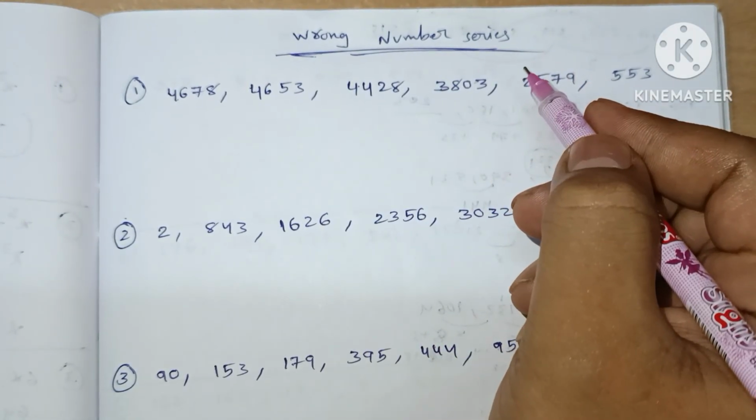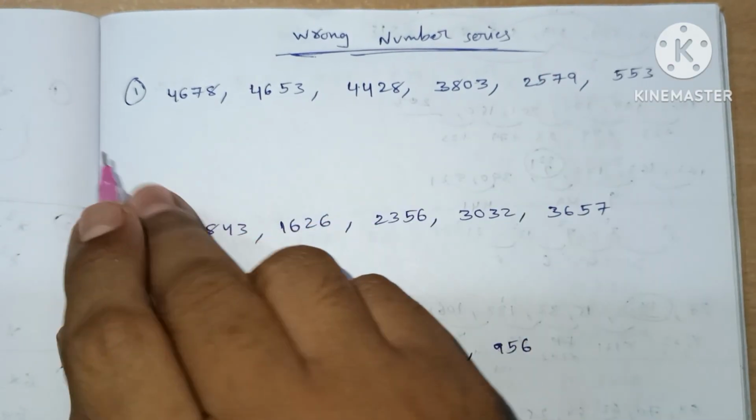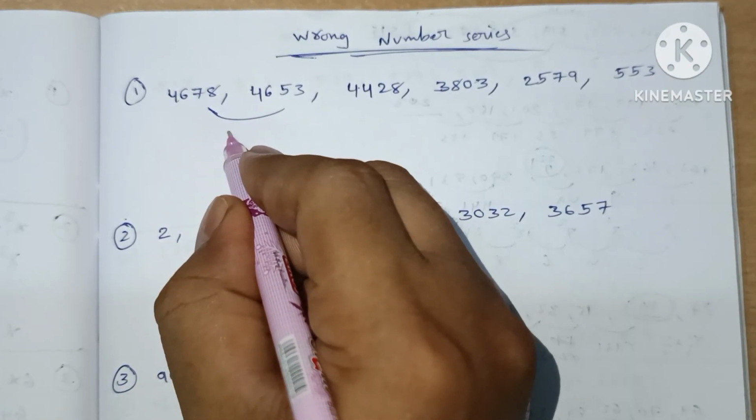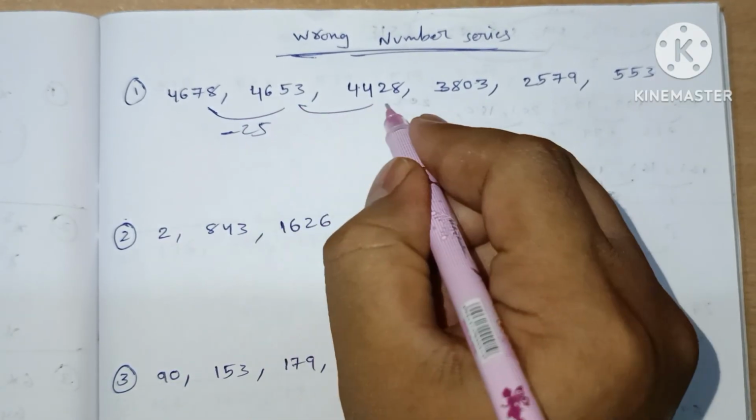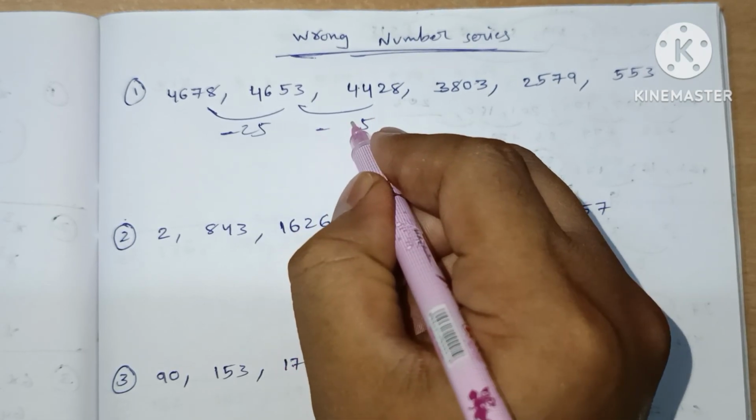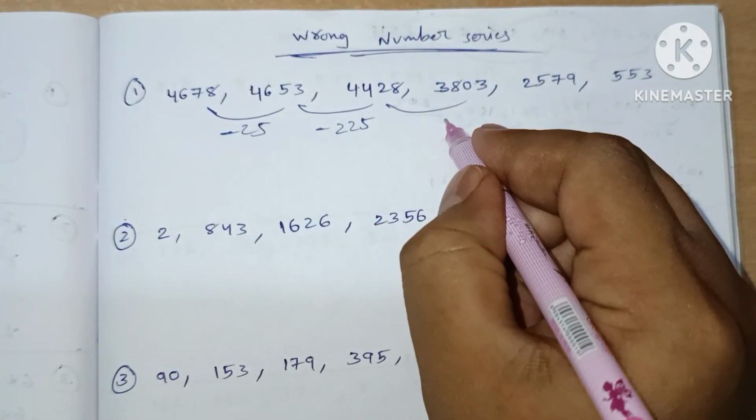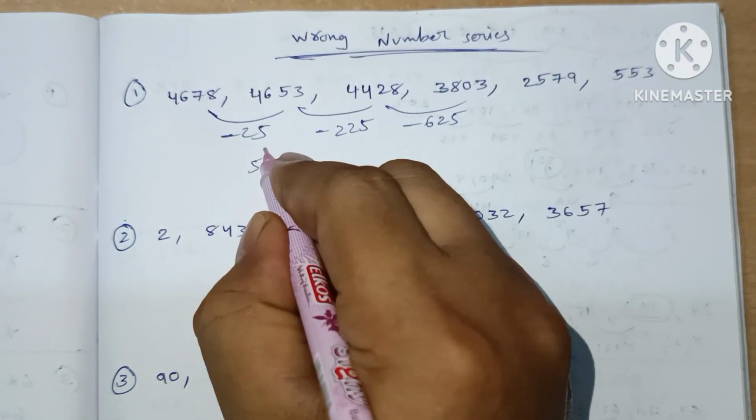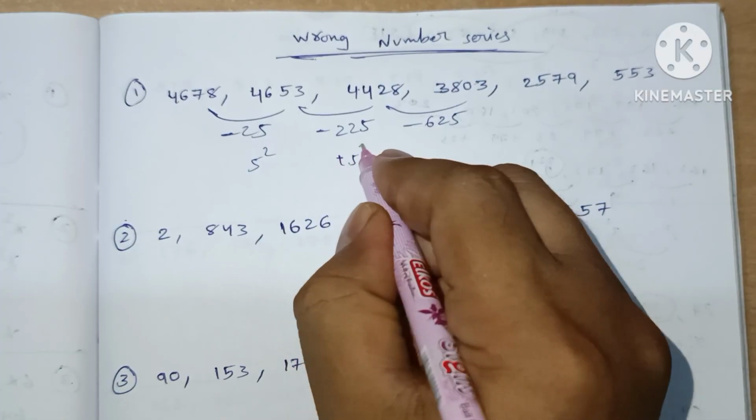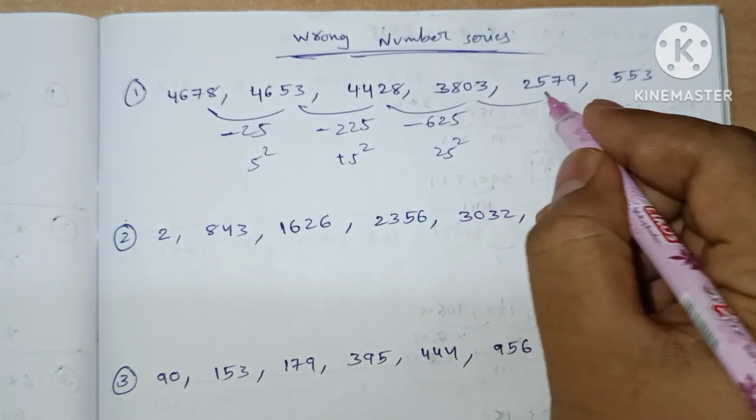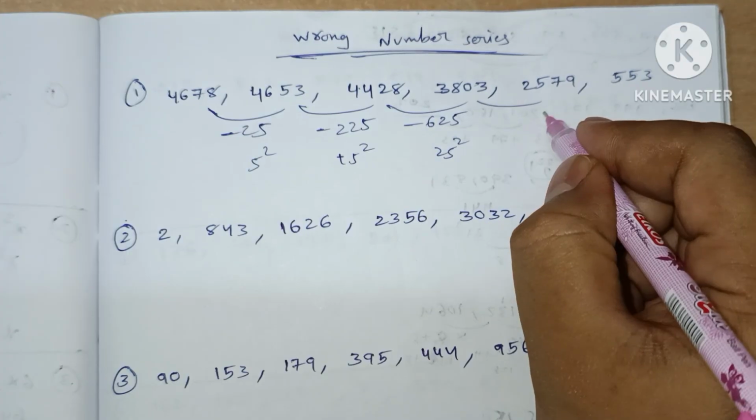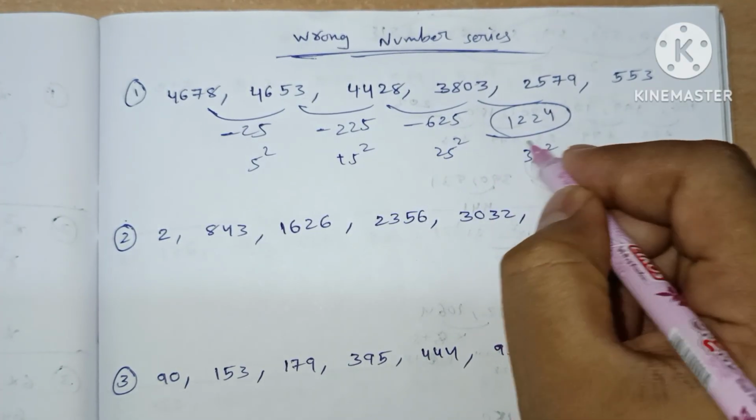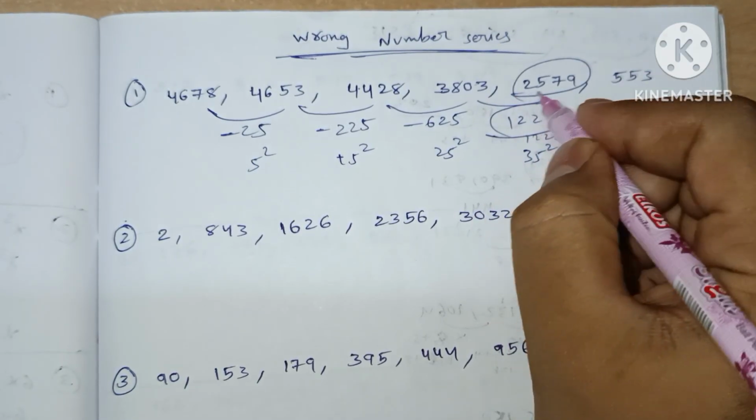Now we are going to see wrong number series. First, we are going to see the differences between these two. Here the difference is minus 25. Here the difference is minus 5, 2 and 2. Okay, here the difference is 5, 2 and 6. Minus 6, 25. It is 5 square. This is 15 square. This is 25 square. So let's see this one. Here the difference between these two is 4, 2, 2, 1. It is wrong. We need to get 35 square, which is 1, 2, 5. So wrong number is this one.